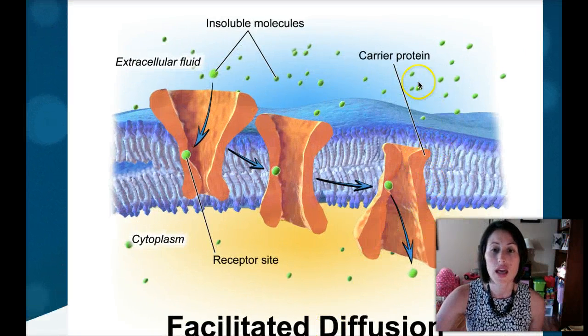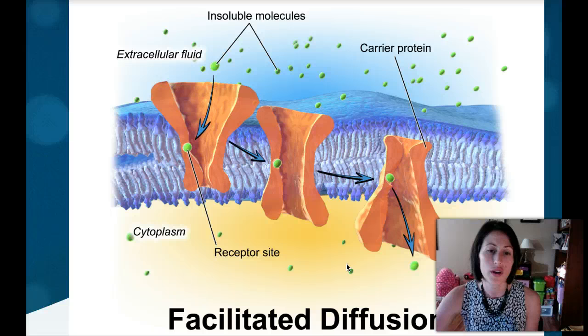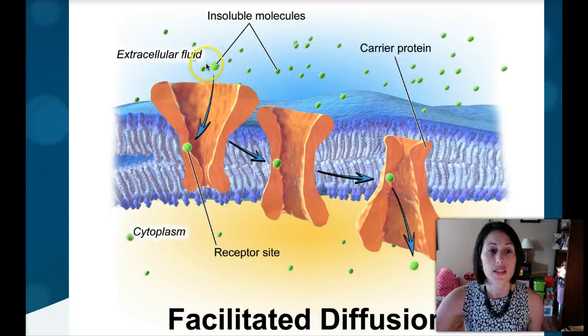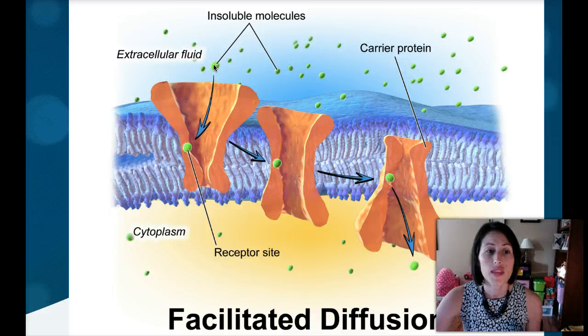So this is the outside of the cell out here. Here's the inside of the cell down here. And this gets a little bit more in depth than what we really need to know for this class. But what you do see is these molecules, they're insoluble. They can't get across the membrane without help because they can't get across that lipid part of the membrane. So instead, they're going to go through this channel.